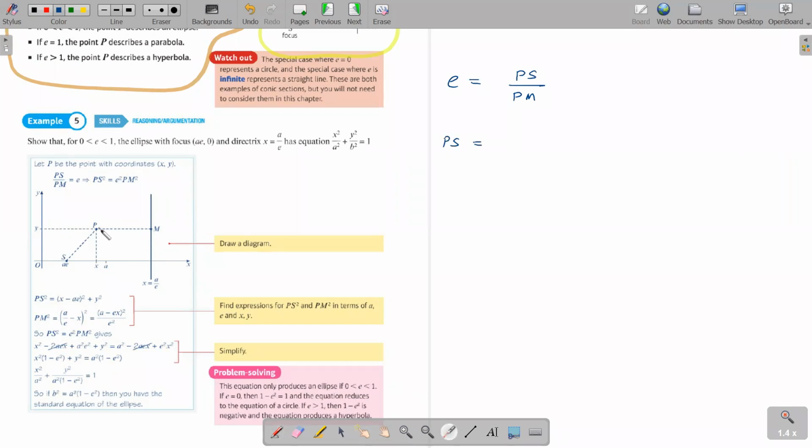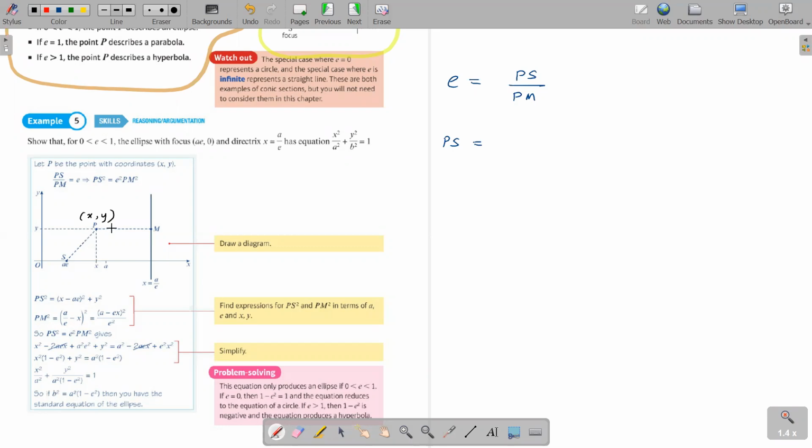So what is PS? Now you know here P is a random point on our ellipse, right? So let's say the P point is x comma y. Can you see they have taken P as x comma y? Okay. So then, how do we get the distance between 2 points? The difference, I mean x1 minus x2 squared plus y1 minus y2 squared, and you square root it, right? Can you remember? Okay, so let's get the PS distance.